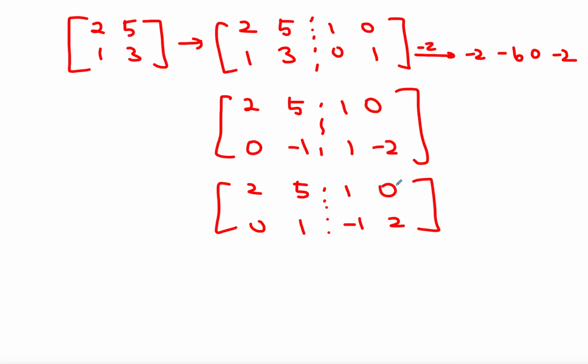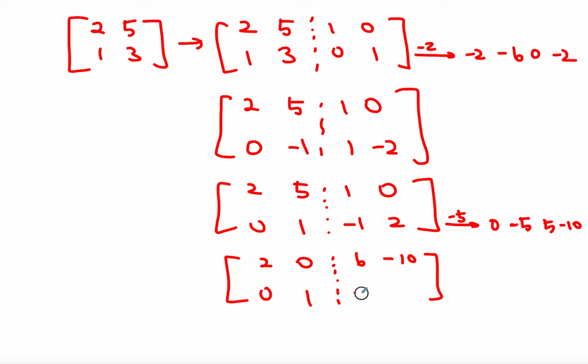Now, let's look at the first row. I want to get rid of 5. How am I going to do that? Multiply the second row by -5, and then add it to the first row. So I get 0, -5, 5, and -10. When I add this to the first row, I get 2, 0, and then 1 plus 5 becomes 6, then -10 plus 0 becomes -10, while the bottom row stays as it is.